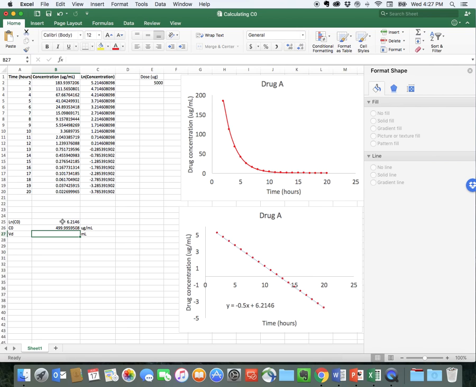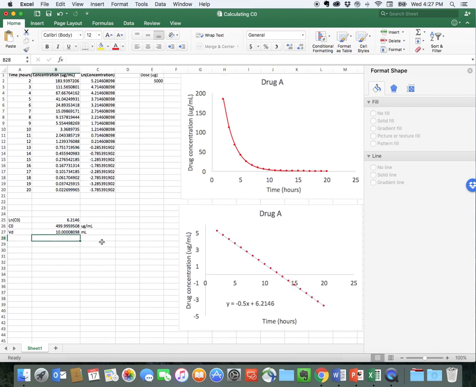So how do we use that now to calculate what the volume of distribution is for this drug? Well, we know that the volume of distribution is the amount of drug in the body at time 0, which is the dose, divided by that concentration. So the volume of distribution for this drug is 10 milliliters, and that is what we have calculated.